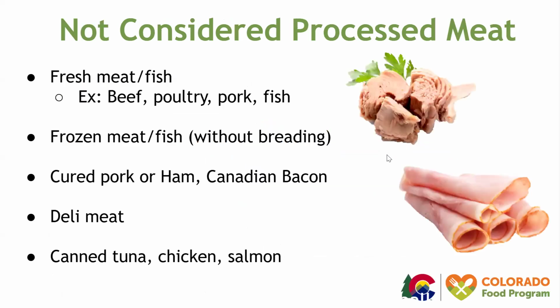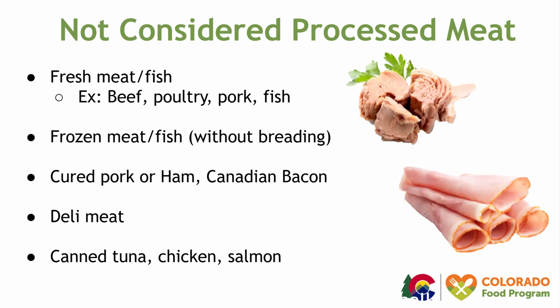All right. So what is not considered processed meats? Any kind of fresh meat or fish, so beef, poultry, pork, fish, any of those are fine to serve without a CN label. Frozen meat or fish without breading.